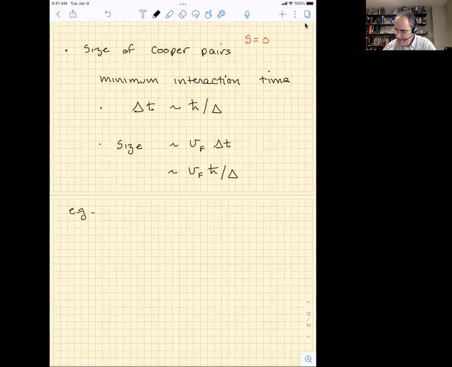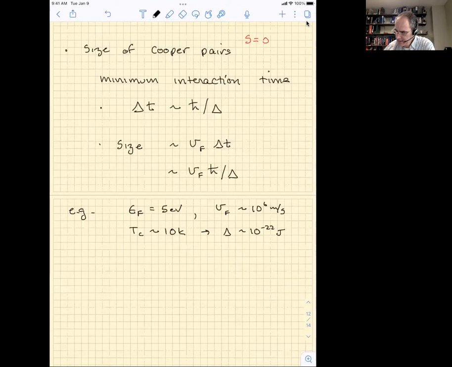For example, if we take a material where the Fermi energy is, say, 5 electron volts, then the Fermi velocity will be about 10^6 meters per second. Very fast, right? Moreover, if the transition temperature for the material is, say, 10 Kelvin, then we'll show in a minute, this implies that delta is about 10^-22 joules. Okay? And now we have everything we need to find the pair size.